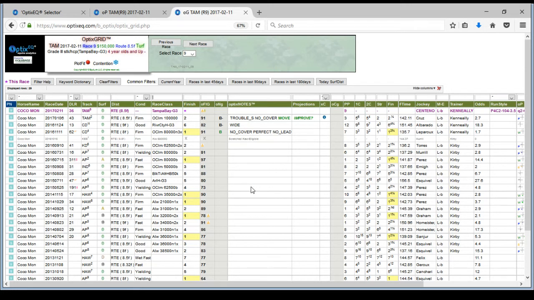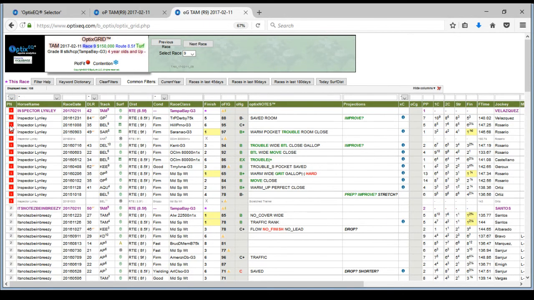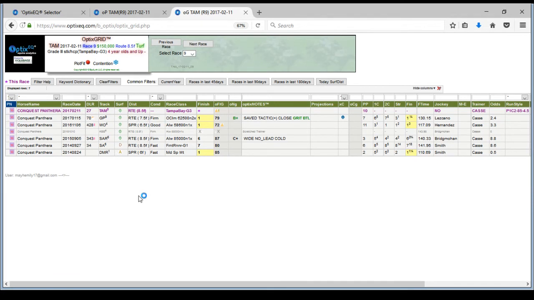And this is where class comes into play, where you can't really match up necessarily a 91 in an optional claimer to a 91 in a graded stakes race. All right, we got one more horse here, and then we'll look at speed figures some. Number 10 horse, Conquest Panthera. A lot of layoff lines on this horse.